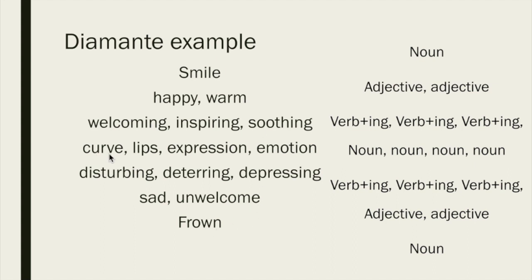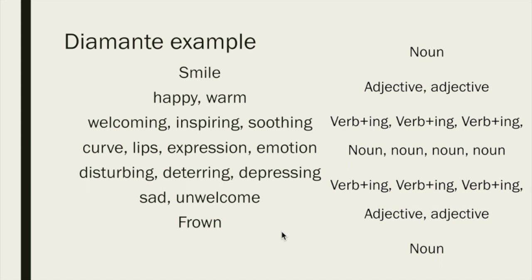So a curve of the lips. You make a smile by curving your lips up. You make a frown by curving your lips down. Both of these are facial expressions. Both of these can also show an emotion, happy or sad. So I've chosen 4 nouns that go together with both.